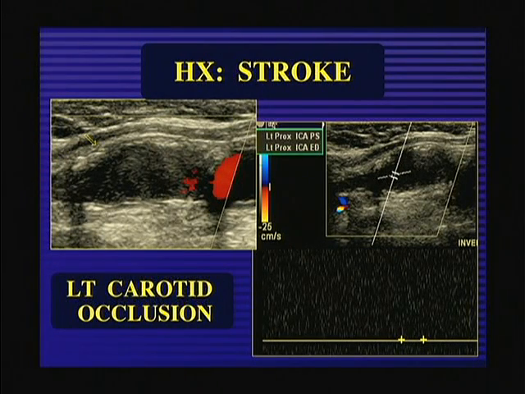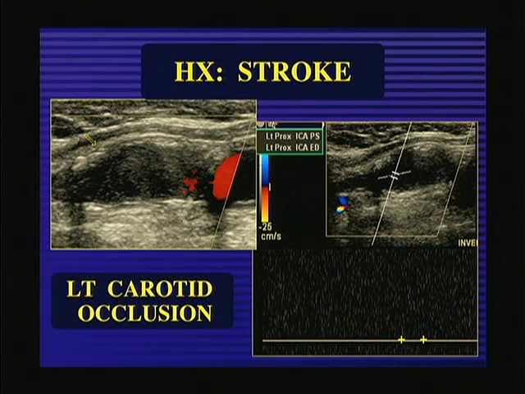Here's a patient with a history of stroke. Another difficult case. This patient has an occlusion of the left carotid. Well seen. We can see that the left internal carotid is filled with plaque. There's no color flow signal. And when we sample the left internal, there is no flow. And we interrogated throughout that portion of the vessel.